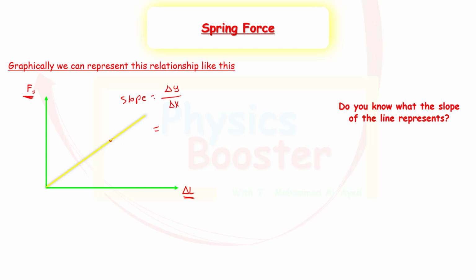I can say that what's in the y-axis is the force inside the spring, and what's in the x-axis will be delta L. Well, this can only give me the spring's constant K because I know that Fs is equal to K multiplied by delta L. So if I divide both sides by delta L, I will get that K is equal to Fs divided by delta L.